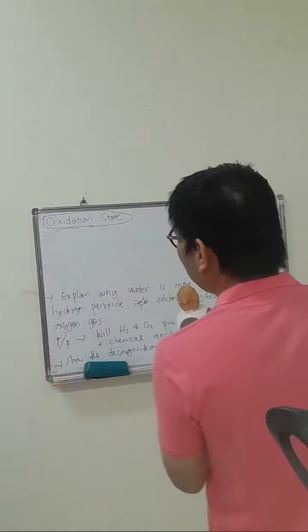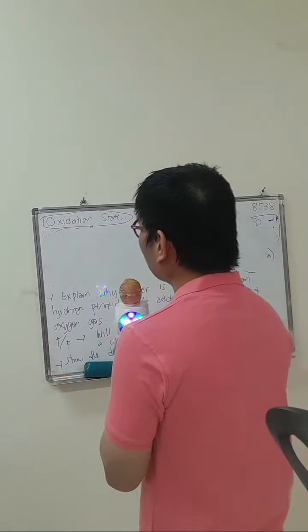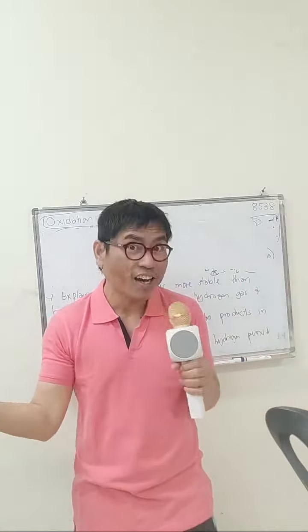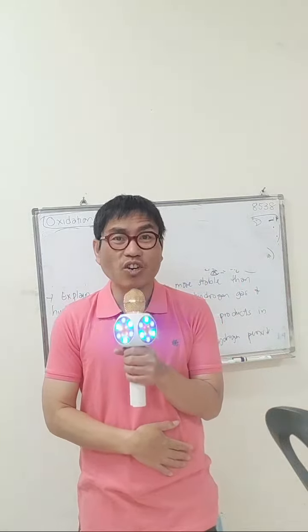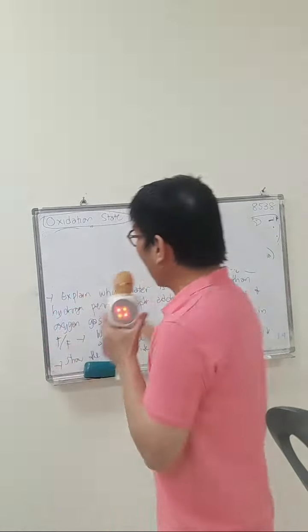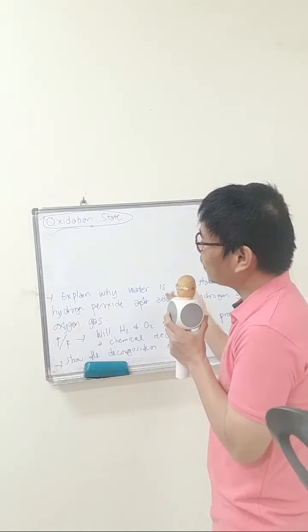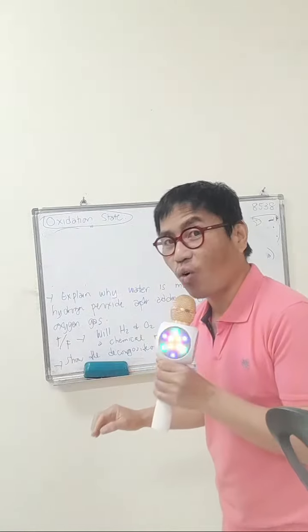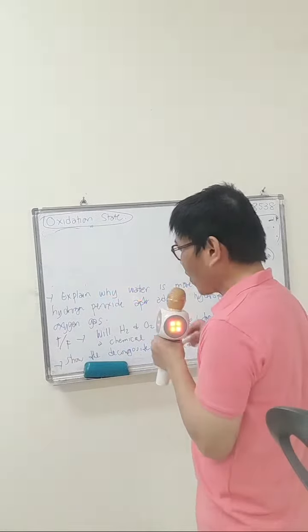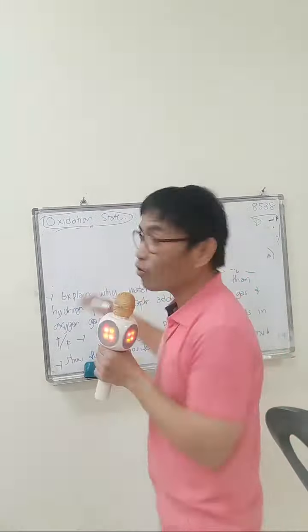Okay, going back to the discussion of the hydrogen peroxide, we are done with oxidation state and oxidation number determination. Now we go to question number 4. I didn't put numbers, but actually it should be in chronological order. That's question number 4 here at the bottom part of the whiteboard.